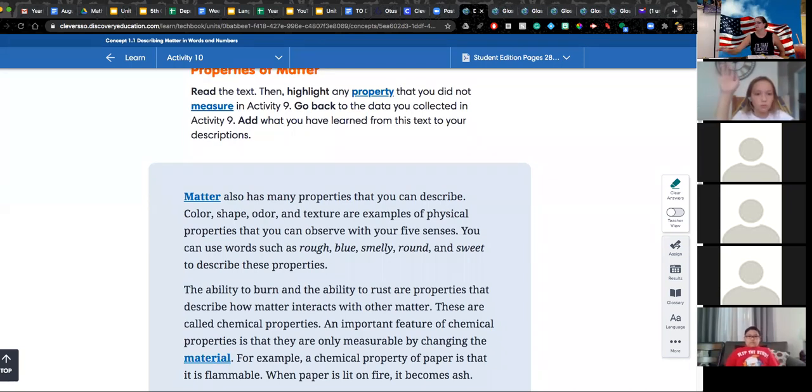Matter also has many properties that you can describe. Color, shape, odor, and texture are examples of physical properties that you can observe with your 5 senses. You can use words such as rough, blue, smelly, round, and sweet to describe these properties.